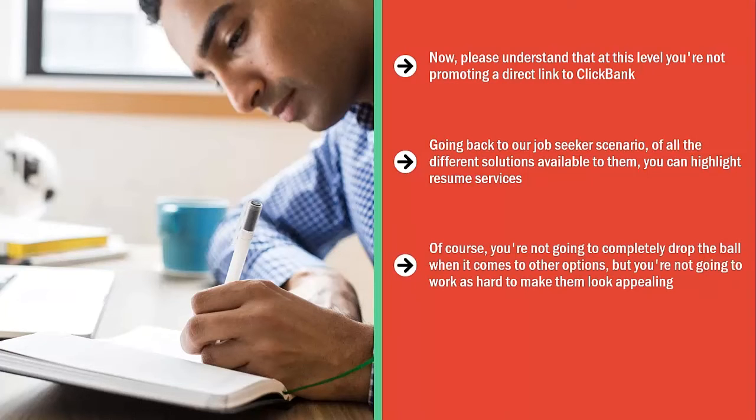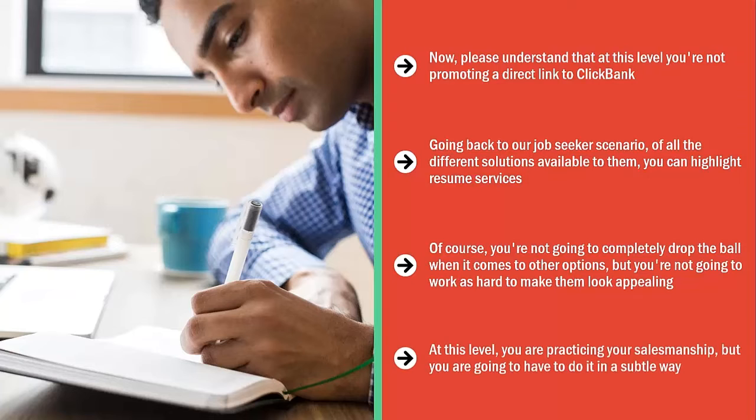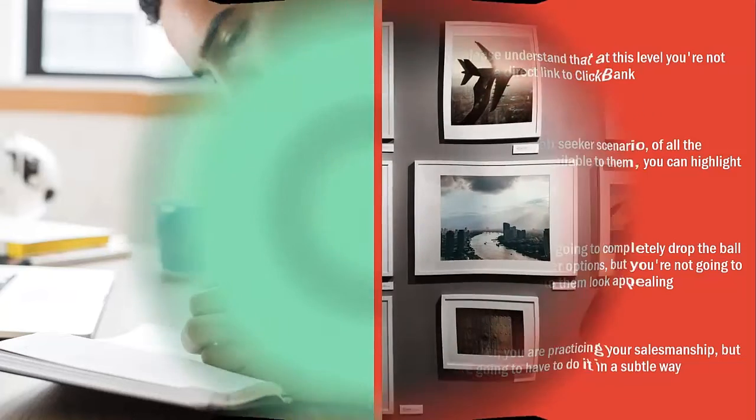Of course, you're not going to completely drop the ball when it comes to other options, but you're not going to work as hard to make them look appealing. Do you see how this works? At this level, you are practicing your salesmanship, but you're going to have to do it in a subtle way. You cannot be obvious. While you're not blatantly promoting a specific product, you are directing the mind and the attention of your prospect to a specific set of options.